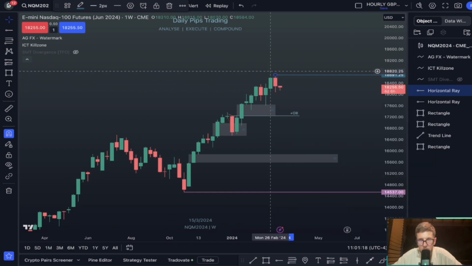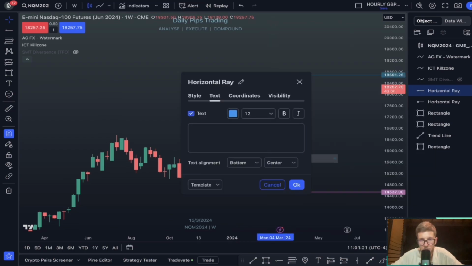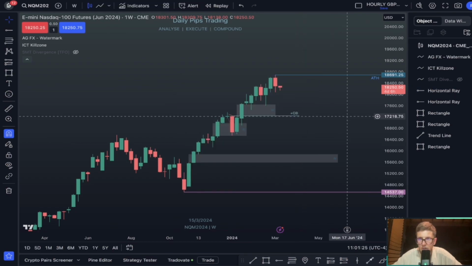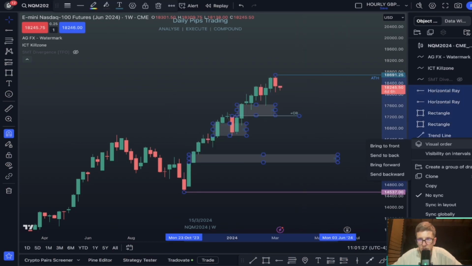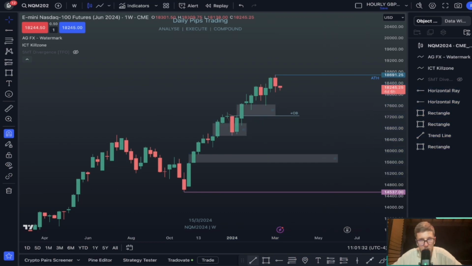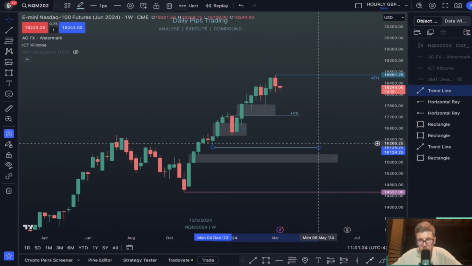Buy side liquidity, this is in terms of all-time highs, right? A lot of weekly PD arrays though, which I like. And sell side resting below here.